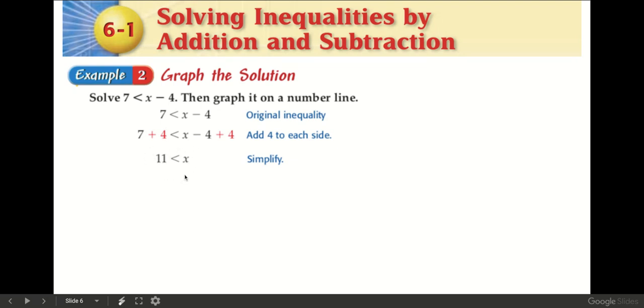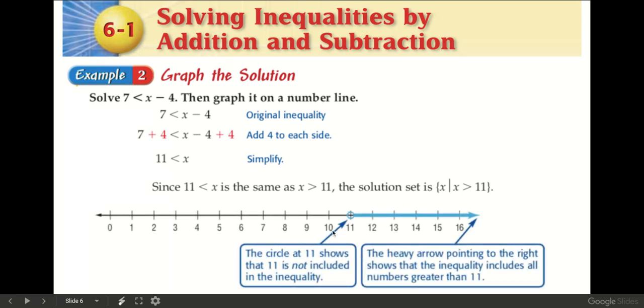And I know this is written in a weird direction, but it still means the same thing. X is greater than 11, or 11 is less than x, right? So again, we can write it in this direction or in this direction. And if you notice, when I switch the direction of the inequality, I have to switch the direction of the inequality symbol. These two mean the same thing though. So again, my solution set is that all x's have to be greater than 11.